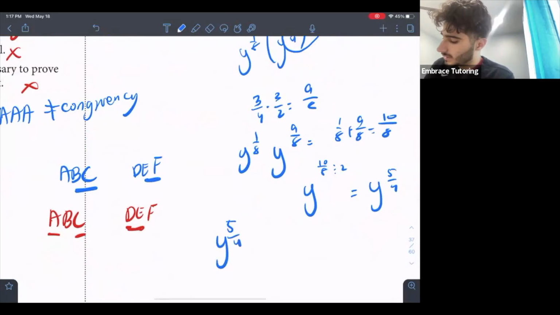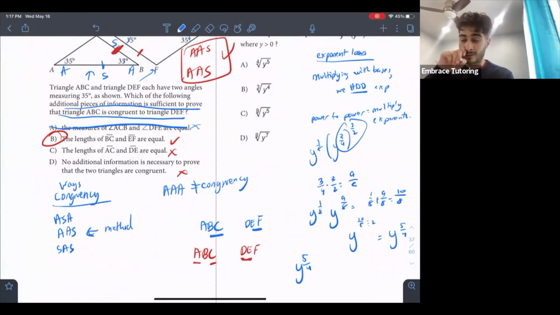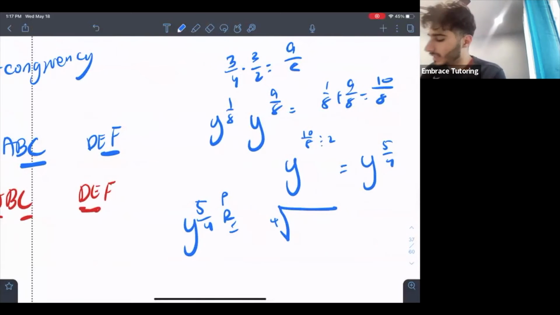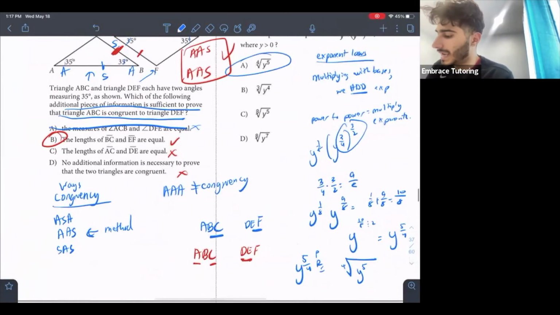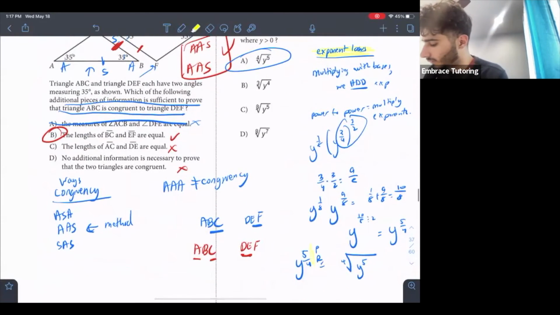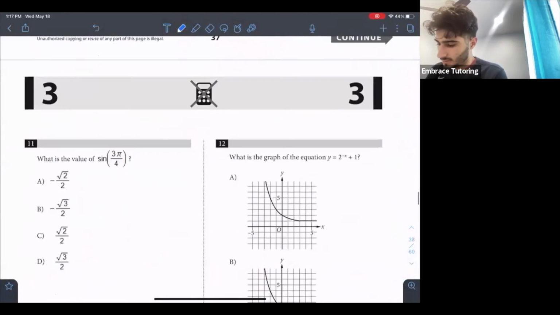Now since you have y raised to 5/4, and the answer choices are all in radical form, what you would do here is power over root. The root would be the 4th, so it's a radical with index 4, and the power would be 5. So it would be the fourth root of y raised to the 5th power, which matches choice A. So that's how you do this problem. You just have to know the exponent laws and simplify with the power over root method. That's how you do question 10. Now let's go to question 11.